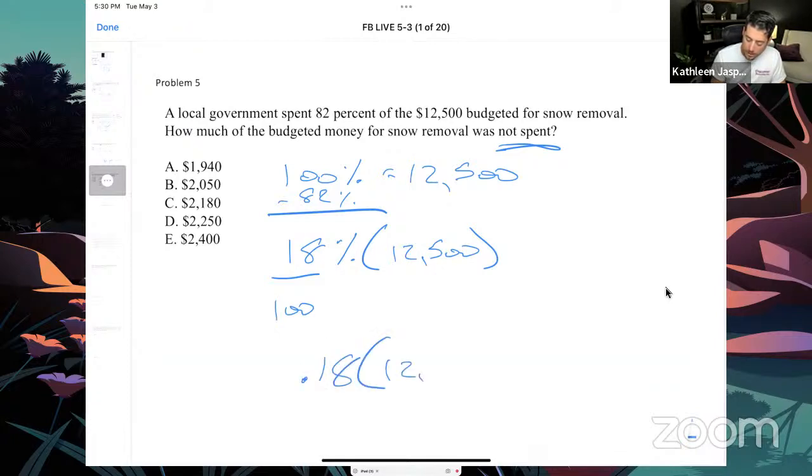We multiply that by 12,500, and you will see that we get $2,250. So the amount of money that wasn't spent represents 18% of that budget, which is $2,250, and that is D. Okay.